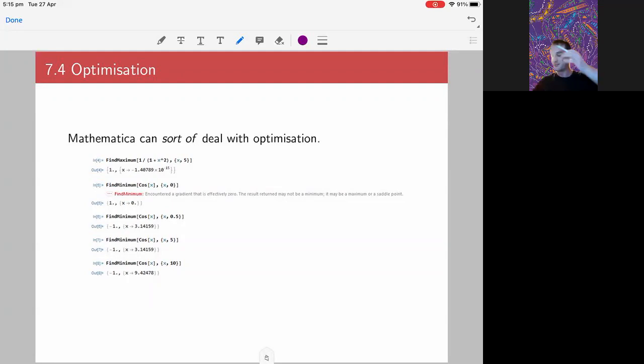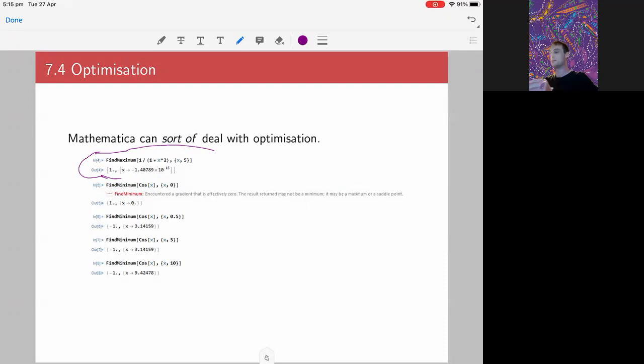Well, I did a bit of mucking around in Mathematica for you here to illustrate what happens when you try and do optimization with Mathematica. All right, let's have a look at these first two lines here. The command that Mathematica likes is this FindMaximum, FindMinimum function. It's a bit misleading because FindMaximum and FindMinimum basically mean finds the closest local maximum, finds the closest local minimum.